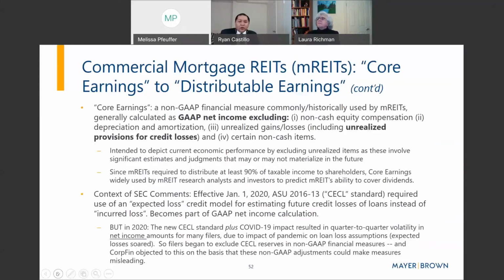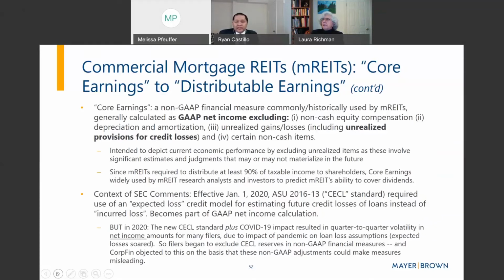So by way of background, core earnings is a non-GAAP measure traditionally used by REITs, and it's generally calculated as GAAP net income adjusted to exclude certain items such as unrealized provisions for credit losses. So the adjustment is not new. The measure aims to depict current performance by excluding unrealized items, as these involve significant estimates or judgments that may or may not happen in the future. And since REITs are required to distribute 90% of taxable income to shareholders, core earnings has been widely used by analysts and investors to predict the ability of REITs to cover dividends.